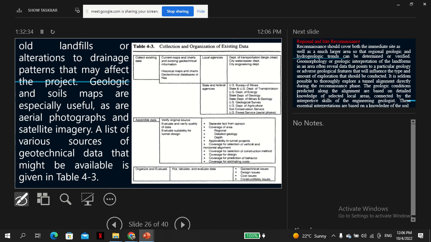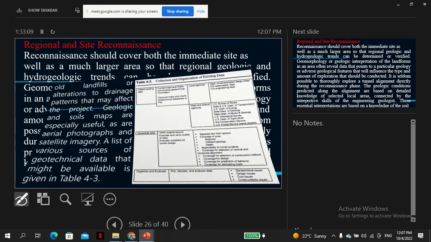So, geological and soil maps are especially important. In Kenya, the maps can be obtained from the government, maybe the Institute of Surveyors, or I believe the special engineers can help you with that, or indeed any government institution where you can get all this data you need. A list of various sources of geotechnical data that might be available is shown. The table shown there gives you an idea of the geotechnical information you might need to collect.